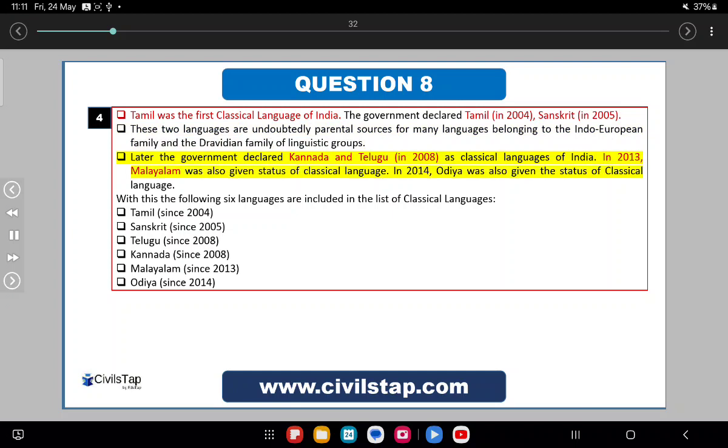In 2013, Malayalam was also given status of classical language. In 2014, Odia was also given the status of classical language. With this, the following 6 languages are included in the list of classical languages. Tamil since 2004. Sanskrit since 2005. Telugu since 2008. Kannada since 2008. Malayalam since 2013, Odia since 2014.